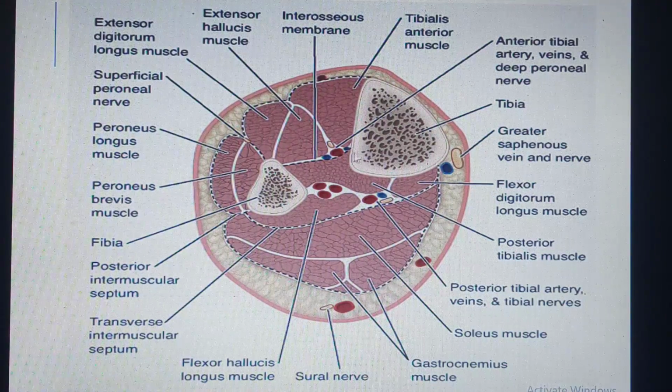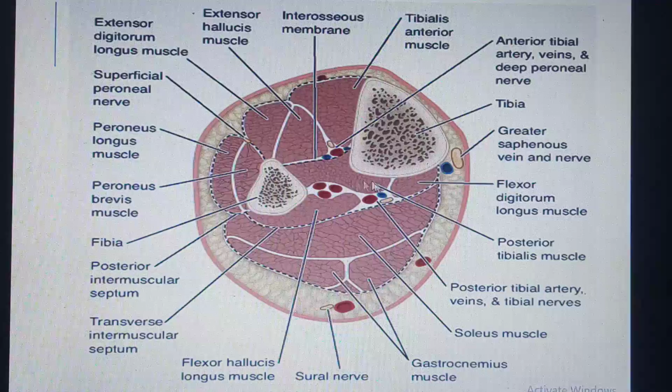Now, because in the leg there are two bones, tibia medially and fibula laterally, it tells us that there will be a membrane connecting these two bones. That will be the interosseous membrane. This interosseous membrane more or less serves as an intermuscular septum, separating muscles in the anterior compartment from muscles in the posterior compartment. So we're actually going to go through this to appreciate it.